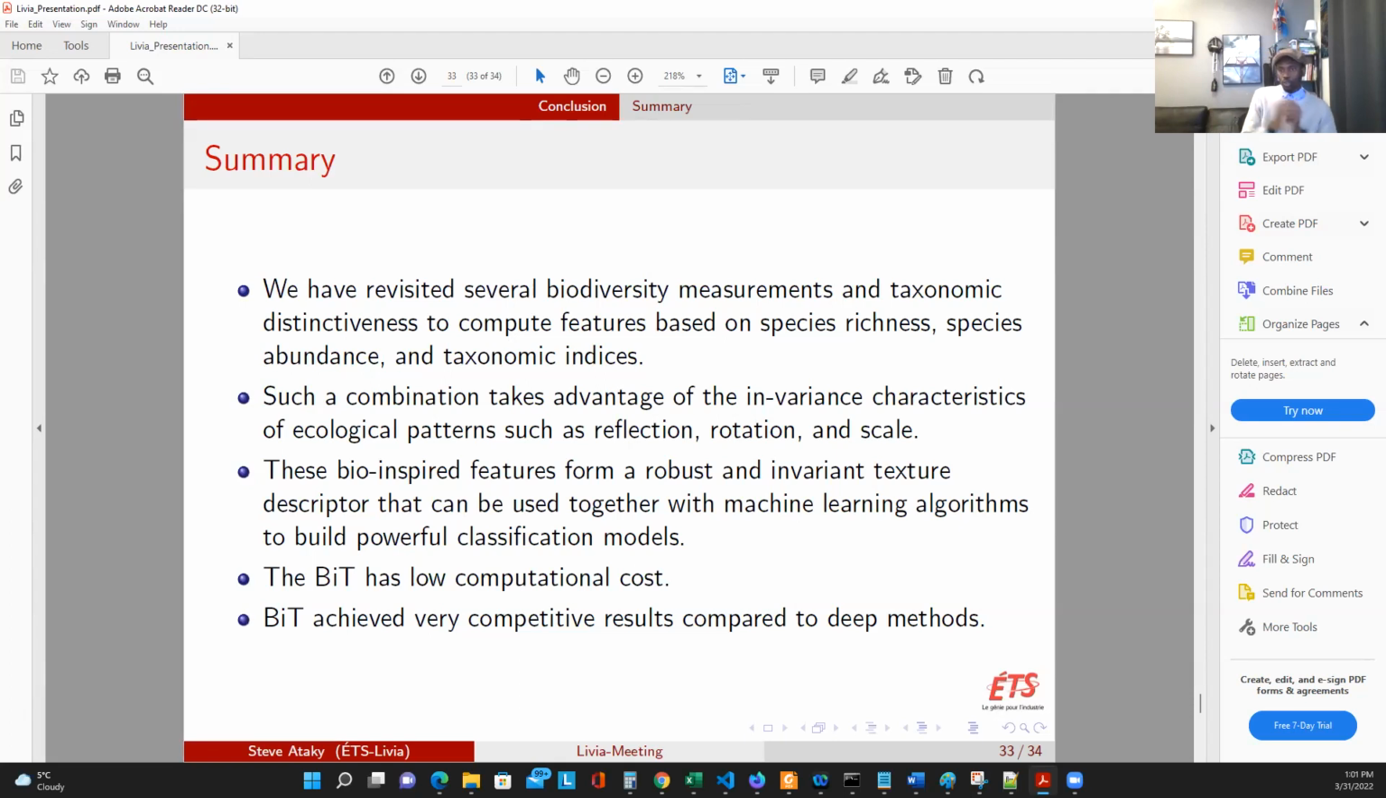And it has a low computational cost compared to some state-of-the-art works, and especially CNN. So it is promising. It achieved a very competitive result compared to deep methods, even though currently we are still working. We have been working since the first version of this paper, and we came up with about 10 new indices that outperformed even the result that we had in the first version.